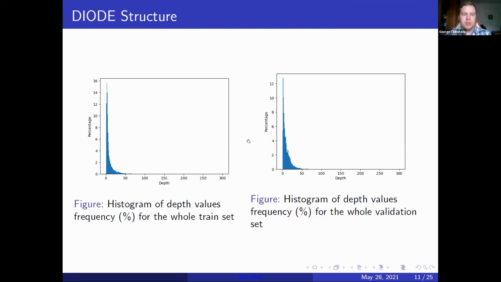As we can see in these histograms, we have the whole train set and whole validation set. The data is skewed towards the 0 to 50 meters interval, and from 100 to 300 meters, we cannot see anything because it's less than 1% of the whole data set.